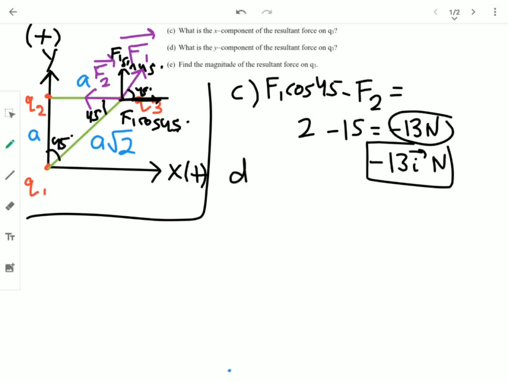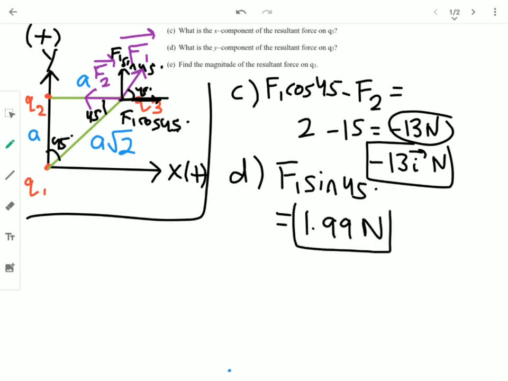Part D now. What's the Y component? There is only one force along the Y axis, that's F1 sine 45. So the Y component is simply F1 sine 45, giving us a force of around 1.99 newtons, approximately 2 newtons. Again, you can put this as 1.99 j newtons, just to show that it's positive up.